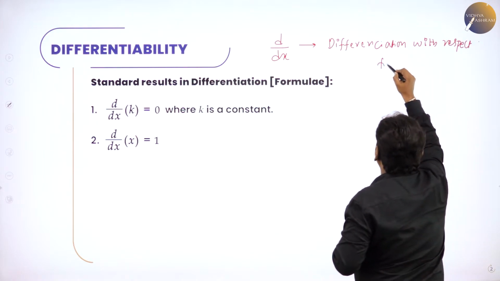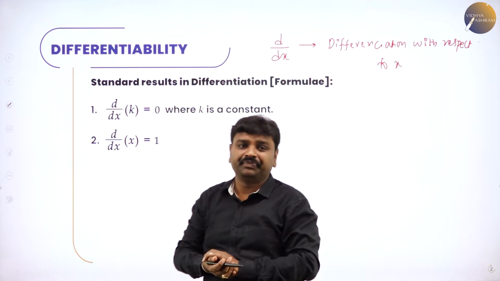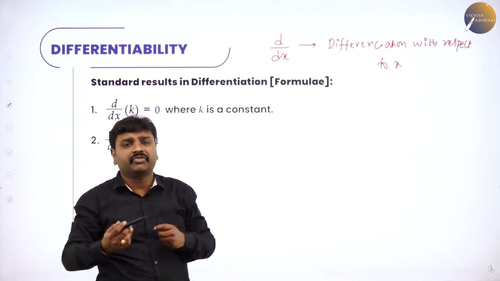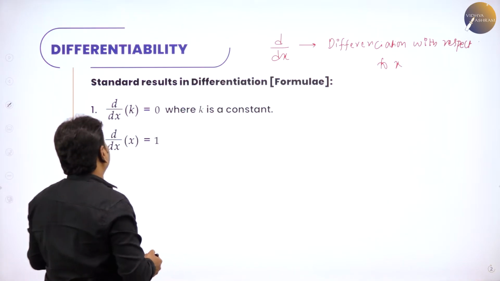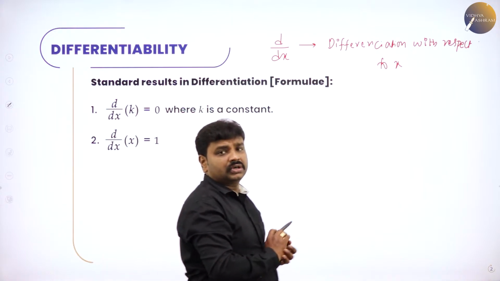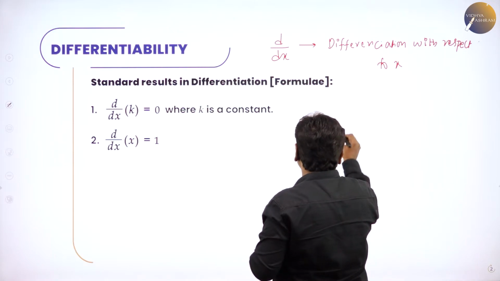Just recollecting what you have studied in your 11th standard. In 11th standard, you have studied limits and differentiability. So in differentiability, you already know this, and it's a recap for you. Now what are the standard formulae? The very first formula is differentiation of a constant is 0. D by dx of constant is 0.